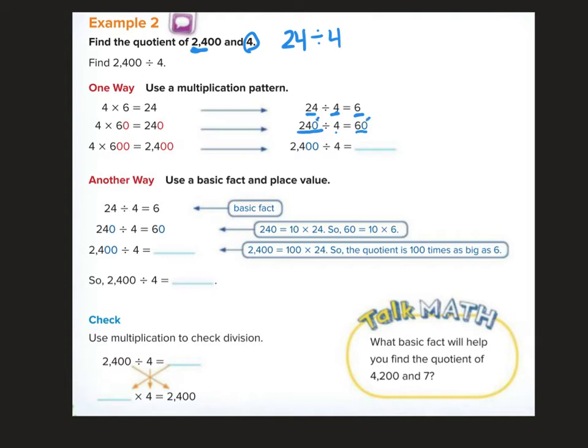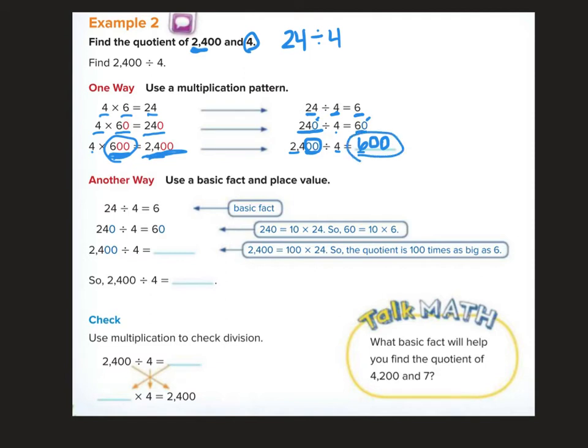Now I put 2 zeros here, so that would be 24 divided by 4 is 6. And I've got 2 zeros, so I need 2 zeros. 600. Okay, we've got this multiplication fact over here. 4 times 6 is 24. 4 times 60 is 240. 4 times 600 is 2,400. Right? So 600 should be my answer. That's what we got over here. They match up.